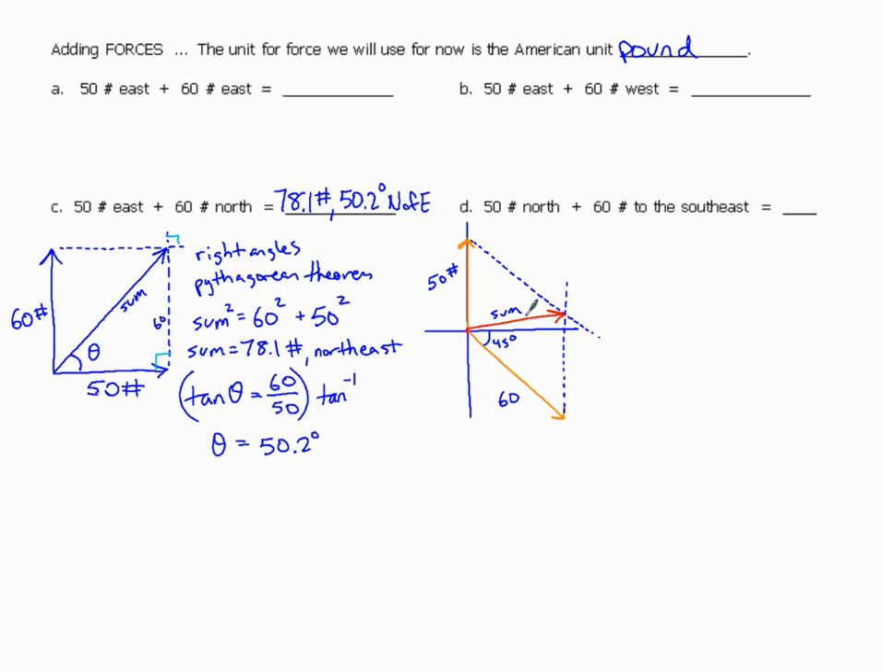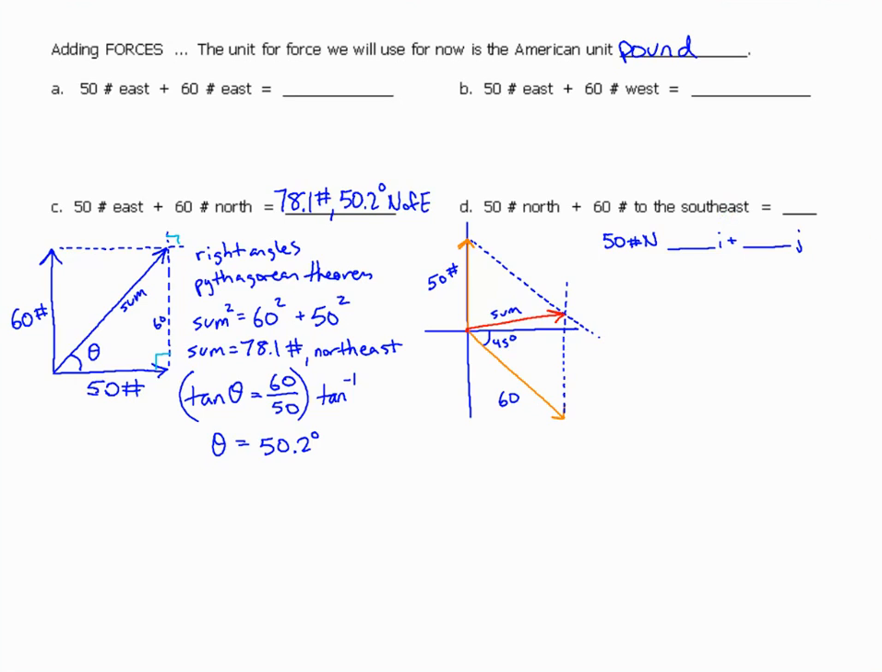For one like this, it's going to be best to use our values separated into the i's and the j's. So this is something that you may have seen in math. So we have 50 pounds north. We're going to separate it into two pieces. Its i component and its j component. So going alphabetically, we're talking about horizontal and talking about vertical.